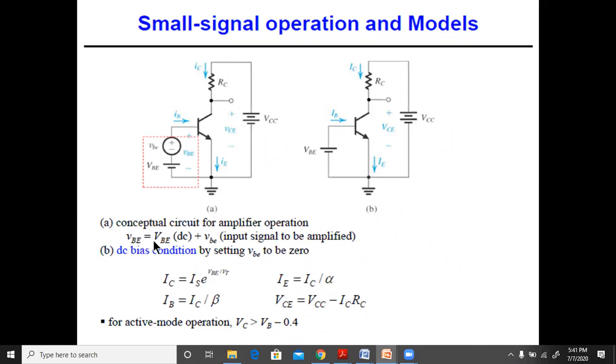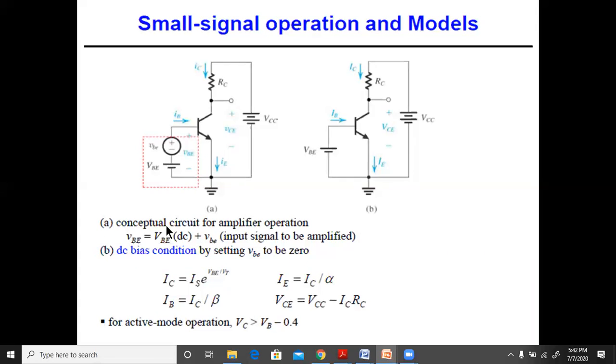When both the variable as well as its suffix are capital letters, then that is the DC value. And when both the suffix as well as the value itself, v, are small, then that is the input signal or AC signal. So this is the signal which has to be amplified, right? This is the signal which has to be amplified.